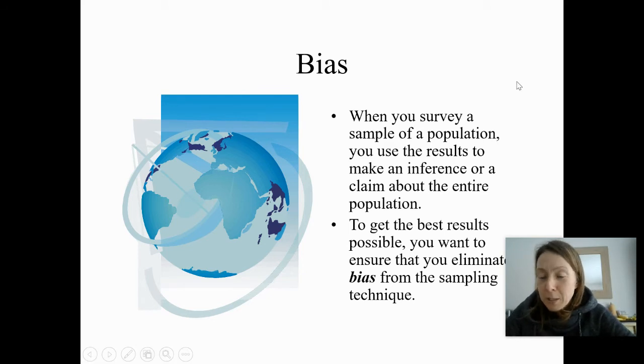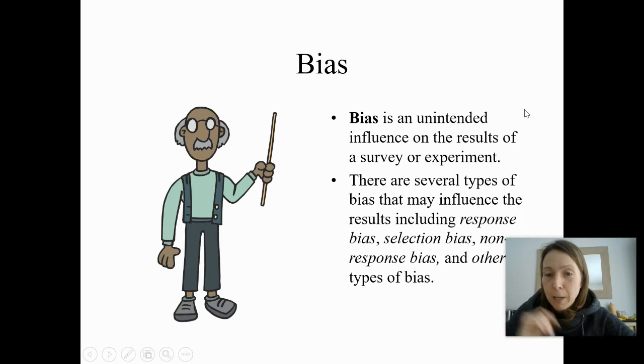Overall, we're trying to reduce the bias. When you survey a bunch of people and use the results to make an inference about the whole population, you want the most accurate results. So you want to try to eliminate all the bias that you can. Bias is an unintended influence on the results of the survey or the experiment. There are lots of different types of bias.